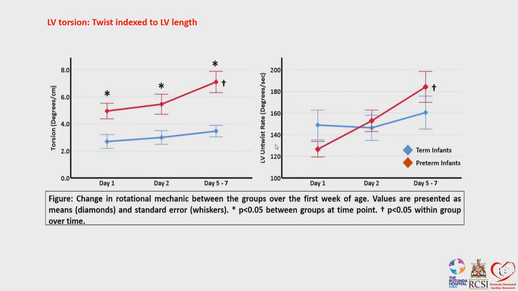What we also see is that over the first week of age, the premature babies' torsion measurements increase significantly. And to remind you, LV torsion is twist indexed to LV length. So this increase in torsion of the premature babies over the first week of age is driven by the changes in the basal rotation. And what you also see is that over the first week of age, the untwist rate in the premature babies is also significantly increasing. So they're trying to compensate. They're trying to help their systolic and diastolic function, and that's why those mechanisms are kicking in.